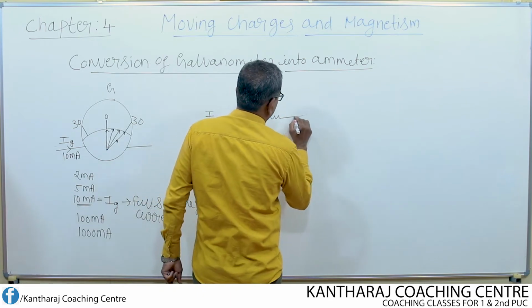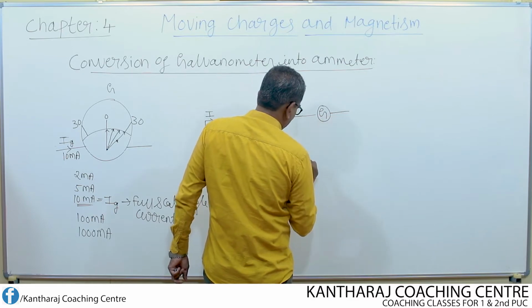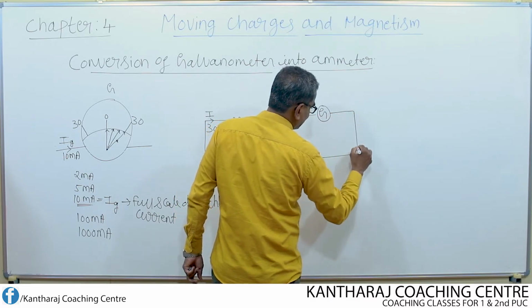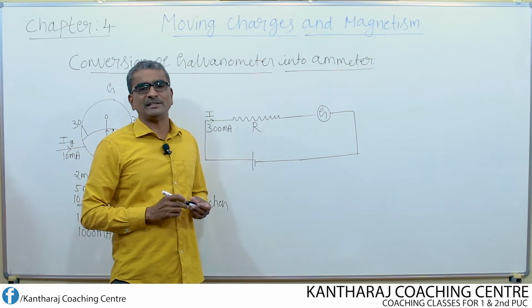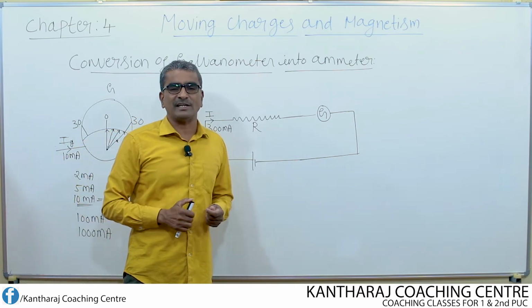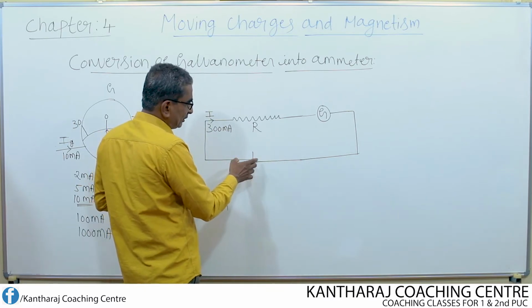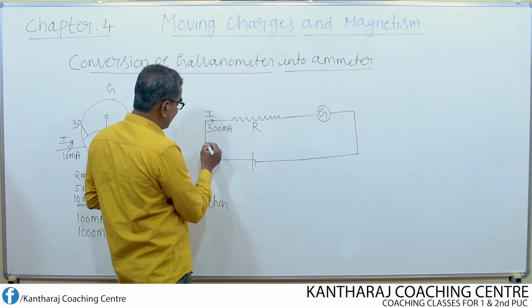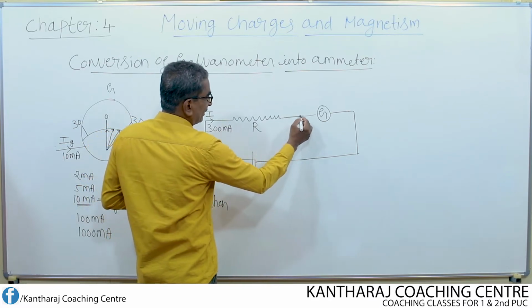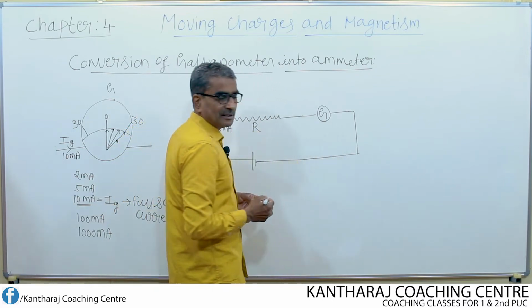Look here. This galvanometer is connected in series, because any current measuring device in a circuit should always be connected in series. Series means between the positive and negative terminal, we can connect this current measuring device anywhere, either here or here or here or here or even here also.